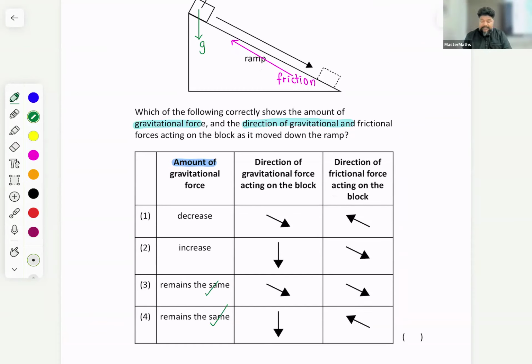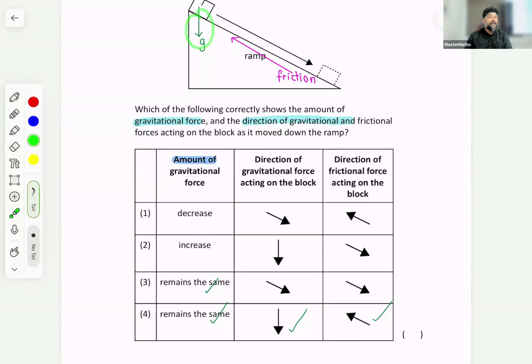How is gravity? It is like this, and friction is like this. Okay? So even if you didn't know the fact that gravity acts straight down, by method of elimination, you know that's the only option. You see? Even though we didn't learn that, we know that friction opposes motion. We know gravitational force remains the same. So the only answer is option number 4.